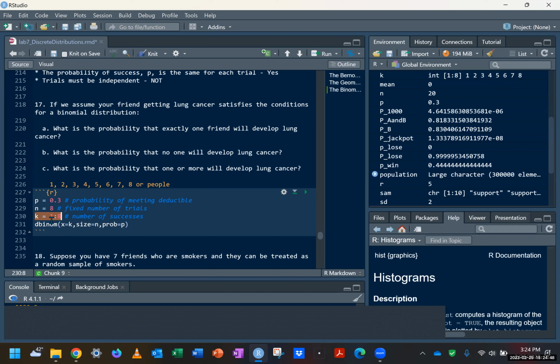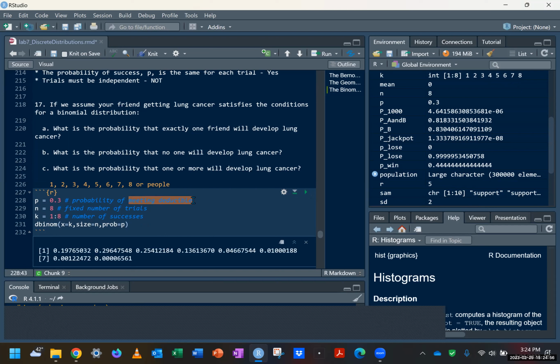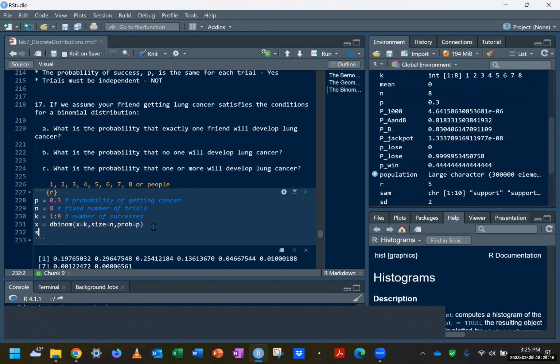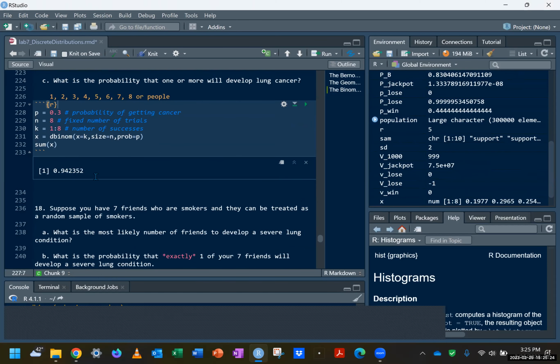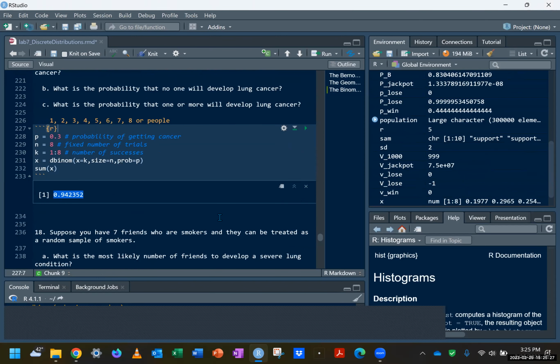I can have multiple numbers stored in there. And this middle symbol is called a colon. I can calculate this all at once. And I'll fix this to getting cancer. So here's kind of a nice thing that I calculate all these numbers all at once. And now I just want to add them up. So if I make this thing just X, some place to store my numbers, then I can say sum X. And it'll find me the sum of all those probabilities, and I can find it all in one go. So adding up those numbers gives me a 94% chance of getting lung cancer.